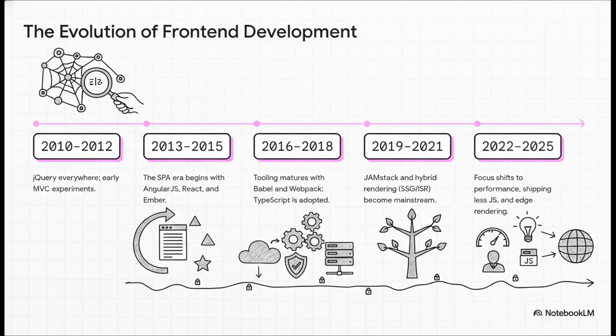After that, things got serious. We started building better tools, Webpack, Babel, to manage all this new complexity. TypeScript came along and made our code way more robust. And now, in the last few years, it's all about performance. The big question today is, how can we ship less JavaScript and make things faster for the user? It's a whole new ballgame.